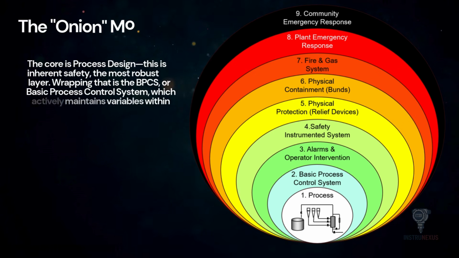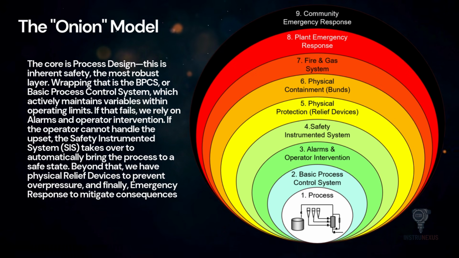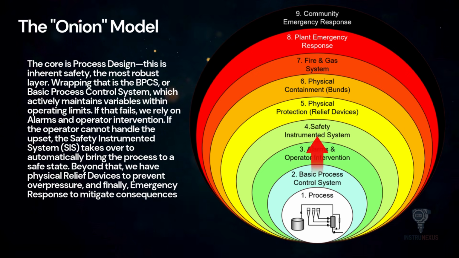Let us understand the onion skin layer concept. In the world of industrial safety, we rely on a strategy called defense in depth, often visualized as this onion model. At the very core, we have the process itself. Moving outward, our first layers are designed to prevent loss of control. It starts with the basic process control system. If that wavers, we rely on alarms and operator intervention. And if human action isn't enough, the safety instrumented system acts as an automatic emergency shutdown.